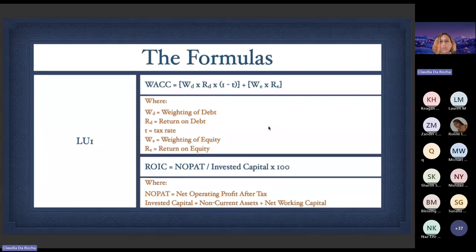I will go through it in a bit more detail on our whiteboard, but in essence, it's really about calculating the weighting of your debt and your equity and then working out a rate that can be used. Then you've got your return on invested capital. The calculation for that is NOPAT divided by invested capital times 100. That is in case the question asks you or leads you to use that formula, so it is important that you know how to calculate your return on invested capital in case that comes up.